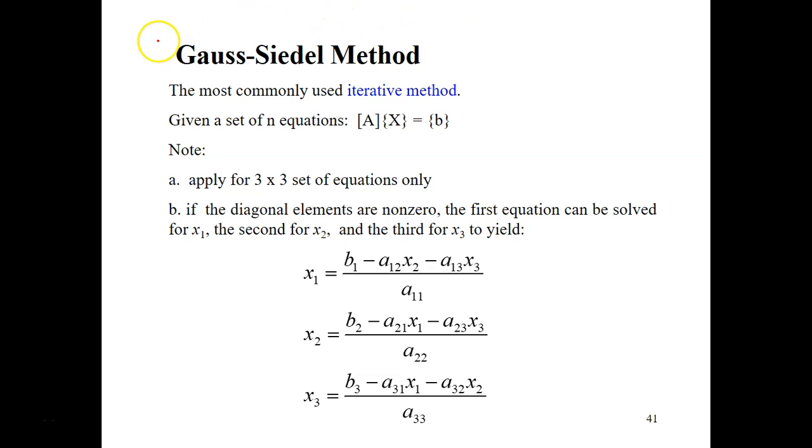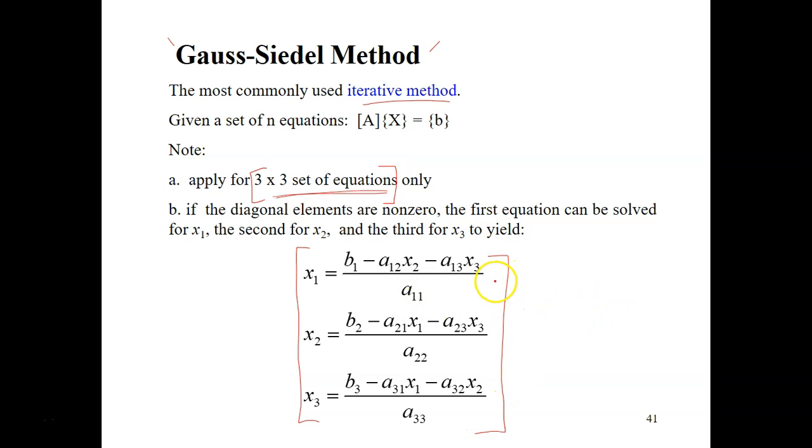Alright, hello all. So today we're going to look at a new method, which we call the Gauss-Seidel method. It's a very easy method which uses iterative procedures. This method only applies for a 3 times 3 set of equations only. This is very, very important, alright? And if diagonal elements are non-zero, the first equation can be solved for x1, the second for x2, and the third for x3. So for this method, you have to use a formula.